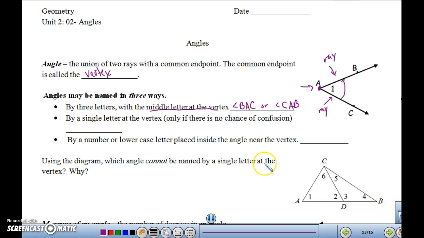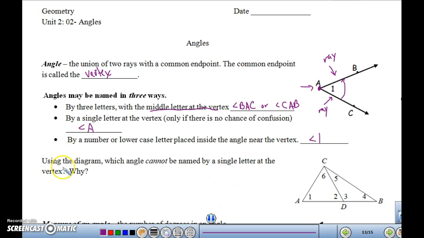Now, you can also, in some cases, name an angle by a single letter at the vertex only if there's no chance of confusion. So in this angle here, I can also call this angle A because that's the vertex, and there's no other angle called angle A here. Now, you also see the third way, by a number or lowercase letter placed inside the angle near the vertex. That's usually used when you're calculating something or naming something. So we could also call this angle 1 based on our diagram because it has the 1 on the inside of the angle. So that's the three ways that you can name an angle.